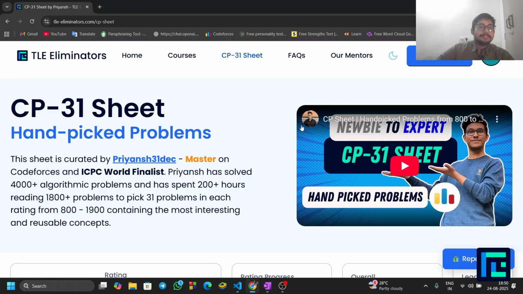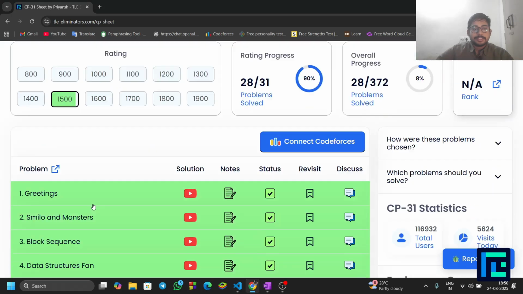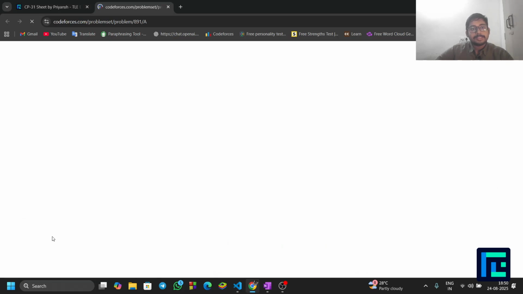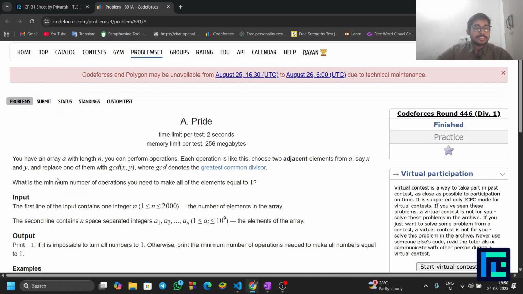Let's begin. We'll move on to our CP-31 sheet. The 1500 rating mark is checked. Let's go on to the 29th problem, which is pride. Let's read the problem statement.